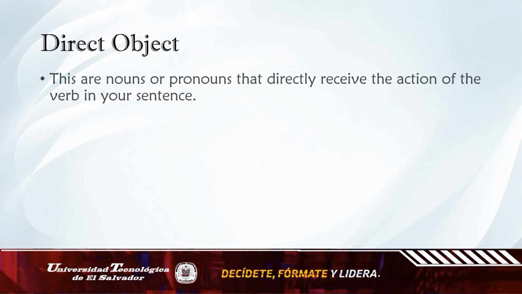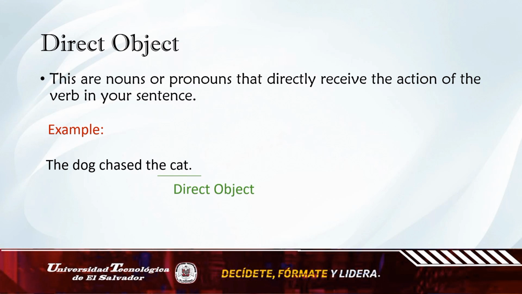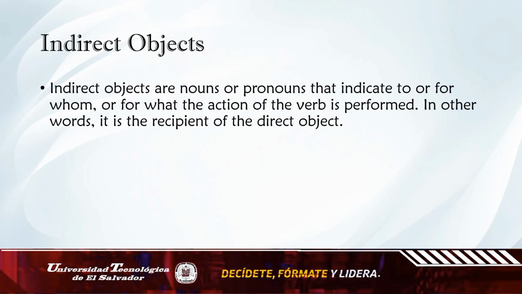First, direct objects. These are nouns or pronouns that directly receive the action of the verb in your sentence. For example, in the sentence, the dog chased the cat, the direct object is the cat as it is the receiver of the action chased. On the other hand, indirect objects are nouns or pronouns that indicate to or for whom, or for what the action of the verb is performed. In other words, it is the recipient of the direct object.